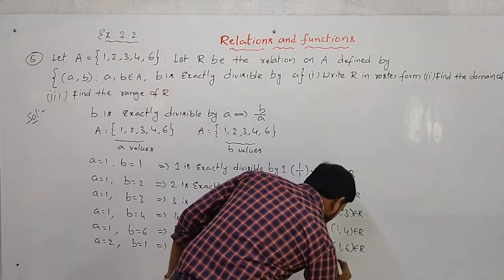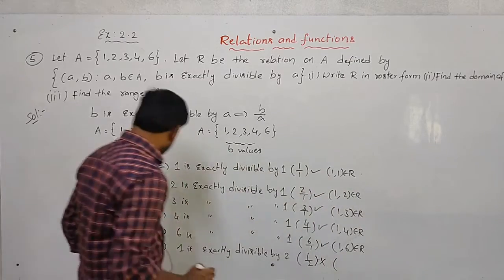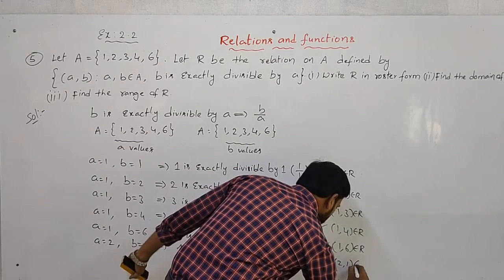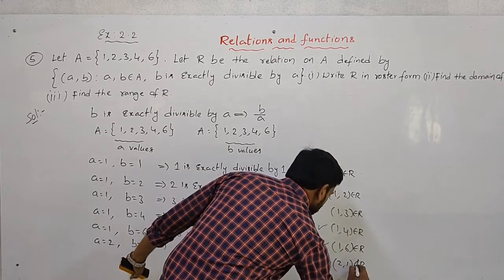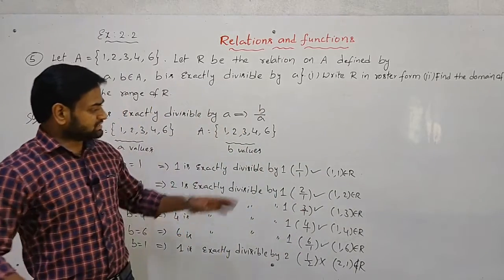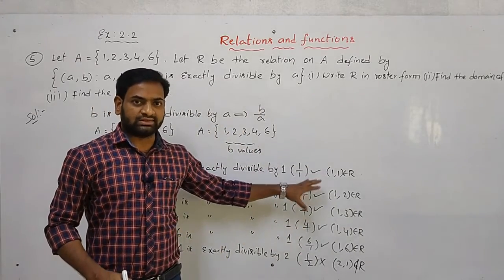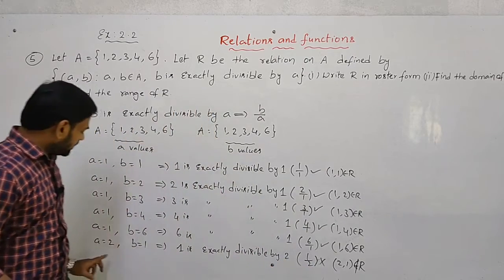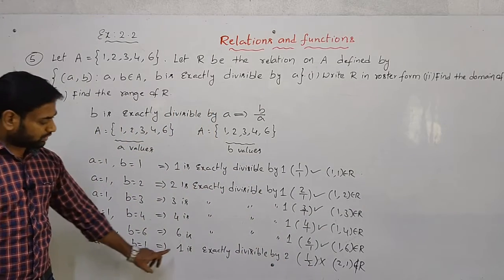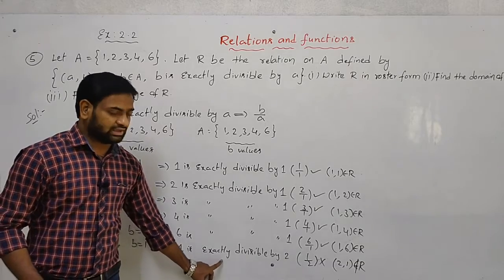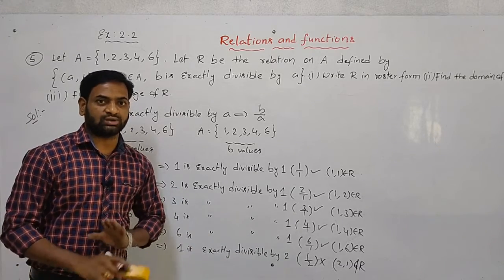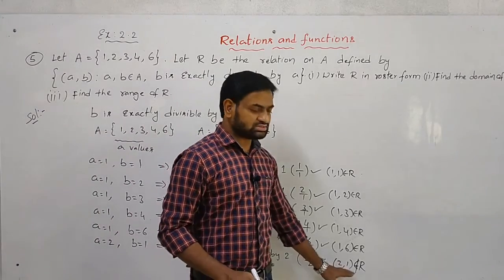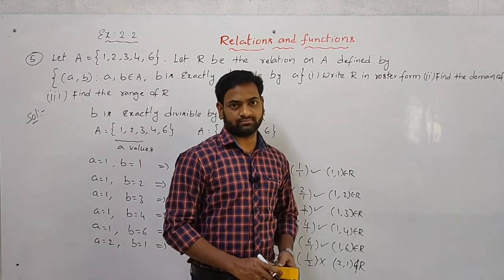When it is not possible, then 2 comma 1 is not in the relation. When it is possible, only then it is in the relation. If it is not possible, here 2 comma 1, 1 is exactly divisible by 2. It is not possible. So 2 comma 1 does not belong to R.